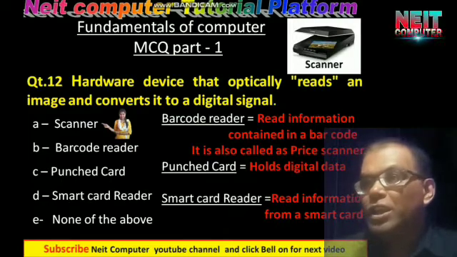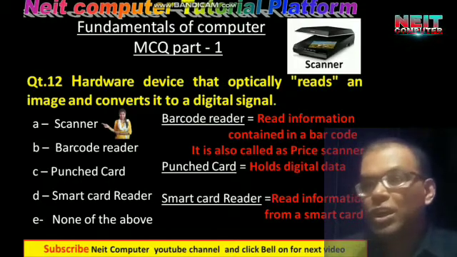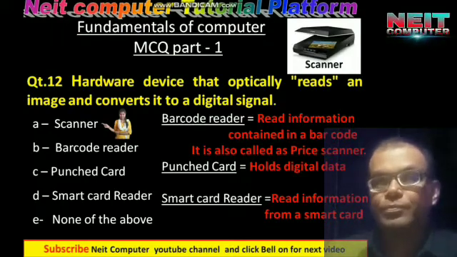Barcode reader can read information contained in a barcode. It is also called a price scanner. Punch card holds digital data, and a smart card reader reads information from a smart card. So that is why the correct answer is scanner.